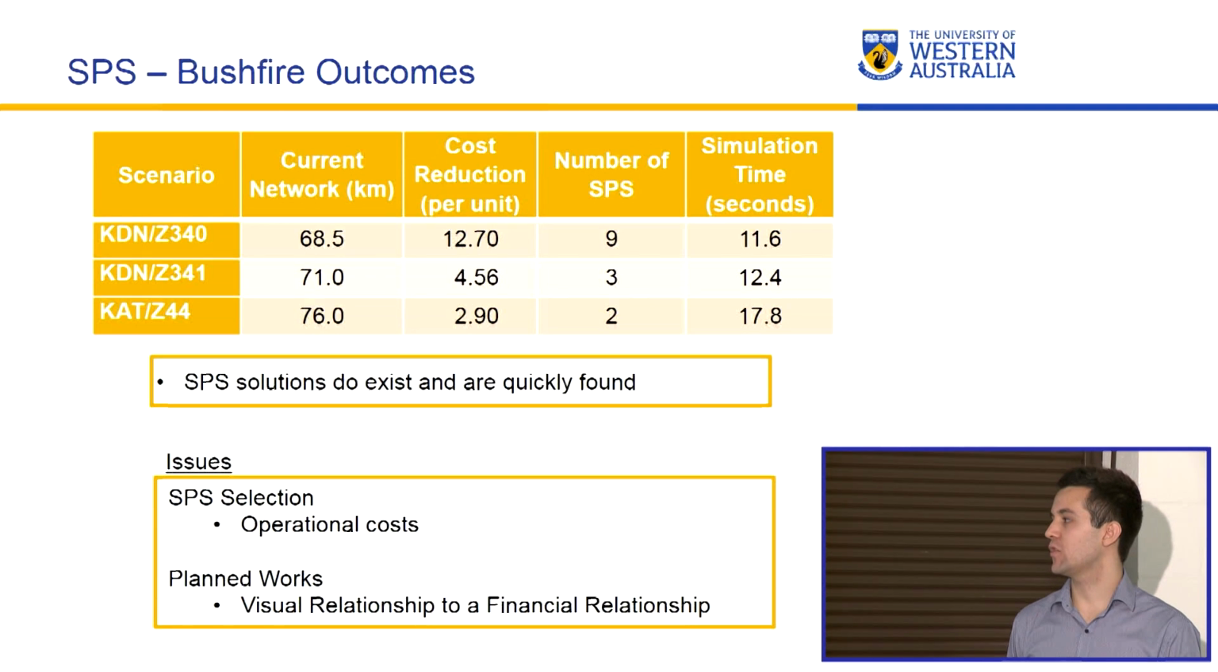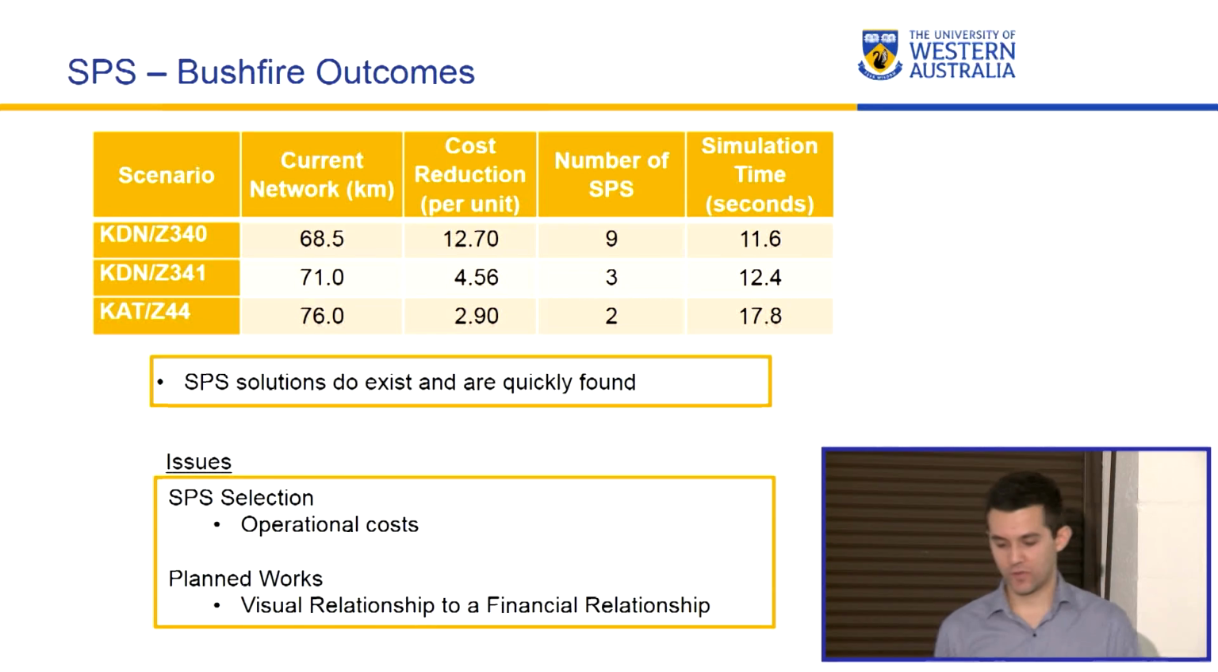Now, standalone power systems do exist, which is nice to identify for the practical scenario. However, we do have a few issues that we need to address before this becomes a more applicable algorithm. Firstly, operational costs were not yet modelled, so we were just looking at capital costs for these projects. But considering the fact that standalone power systems would be an investment for a long period of time, it obviously makes sense that you would include the operational costs in this modelling.